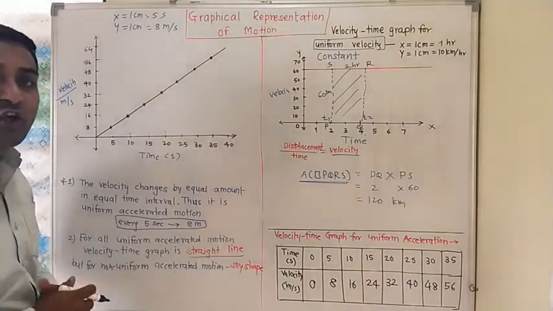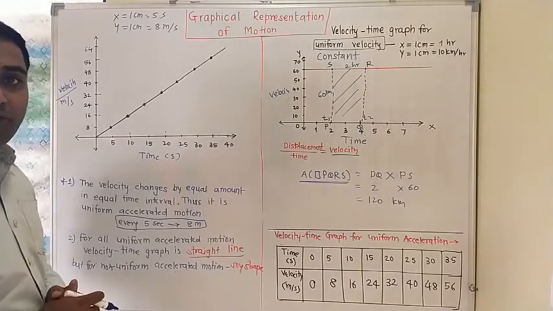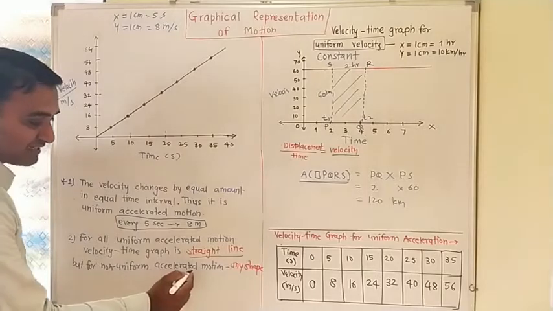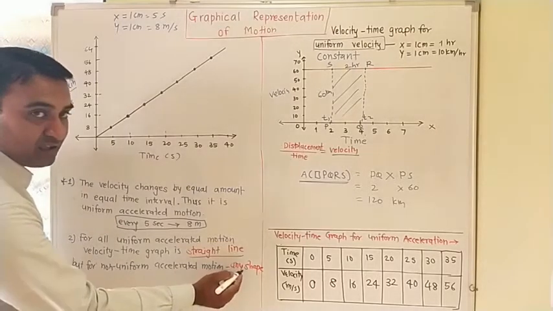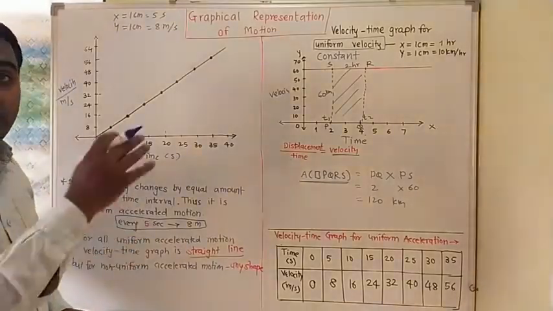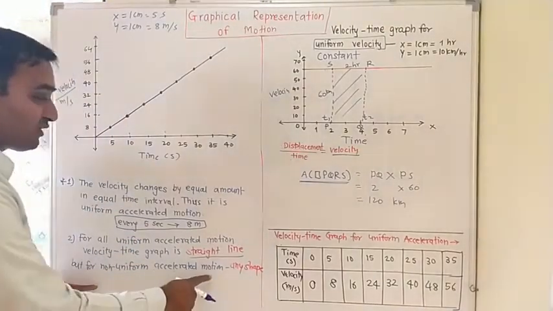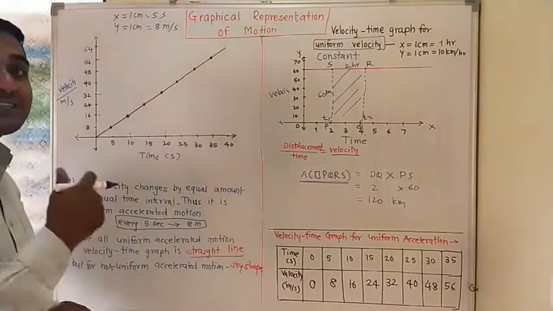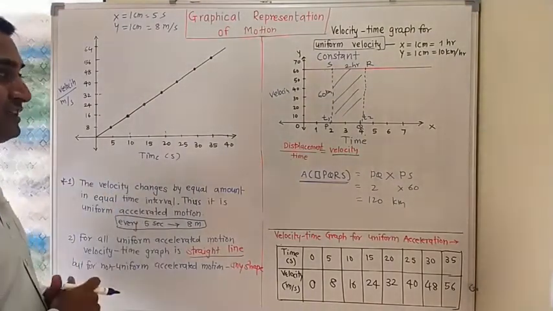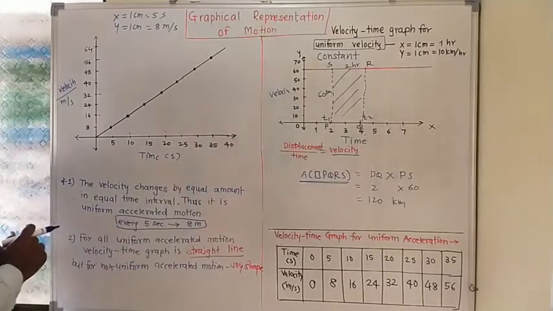But what about the non-uniform motion? For non-uniform accelerated motion, we can have a graph of any shape, maybe curve, maybe zigzag. So it depends on the values by which velocity is changing. So what is the conclusion from this one?